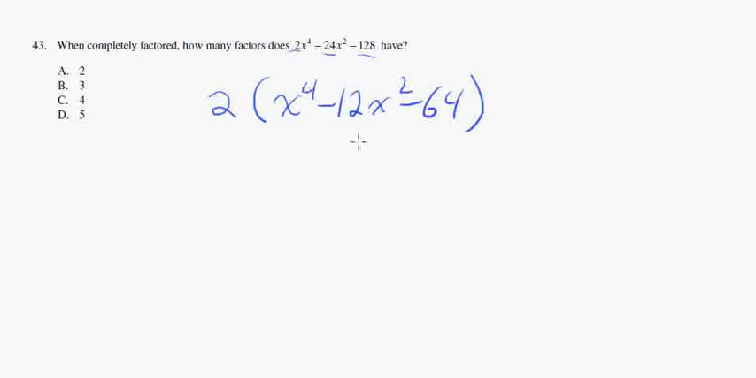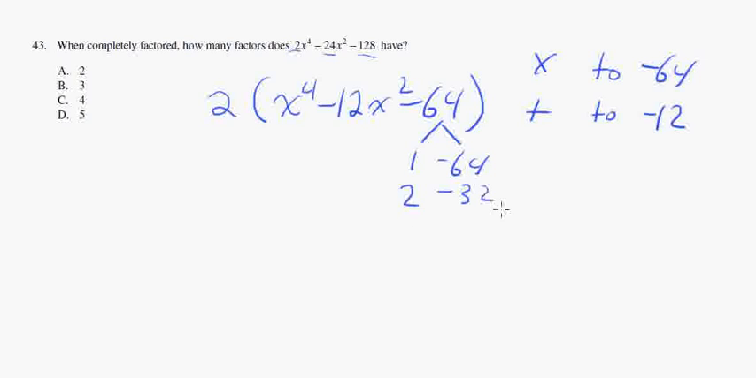Now this is a trinomial which we can factor, because we just look for two numbers that will multiply to negative 64 and add to negative 12. Let's list the factors of 64. First one's 1 and negative 64, 2 and negative 32, 3 won't go into it, 4 will, 4 and negative 16. Here we go. 4 and negative 16 will add to negative 12, so those will be our numbers.